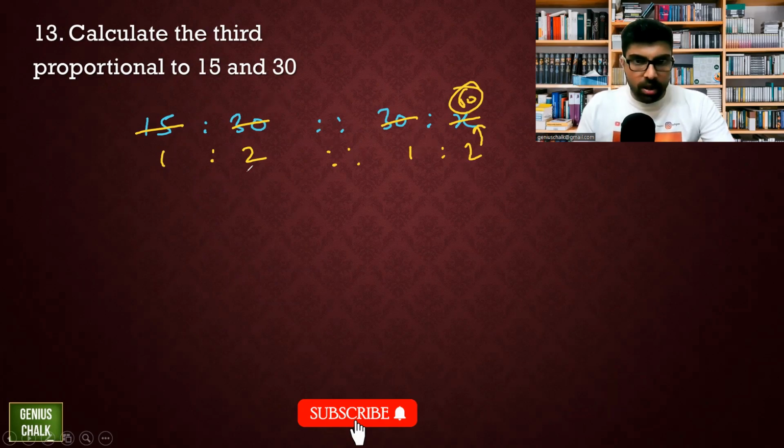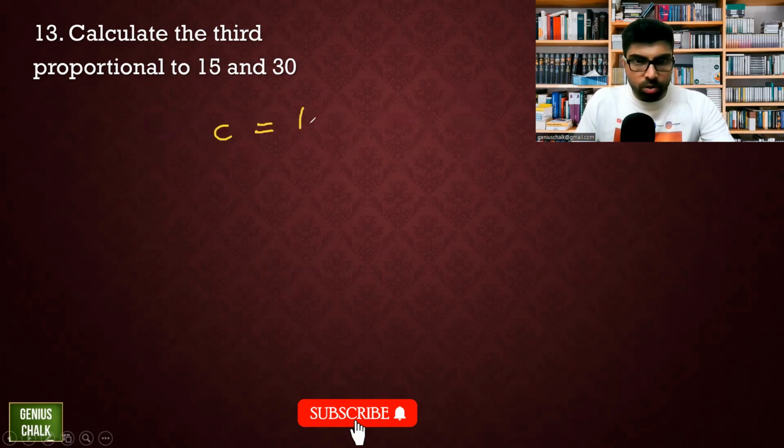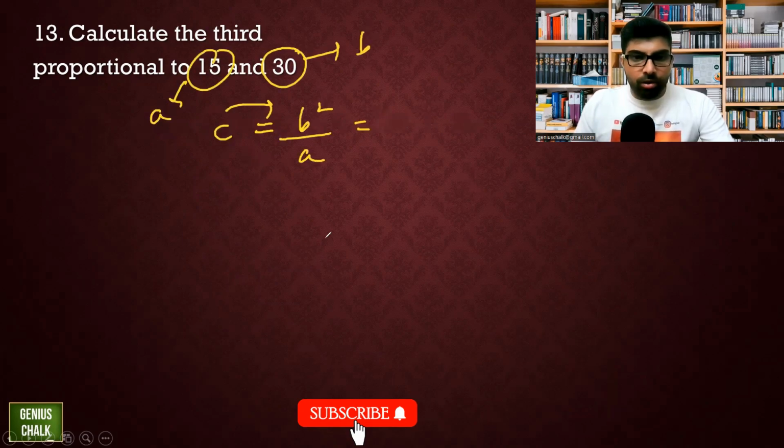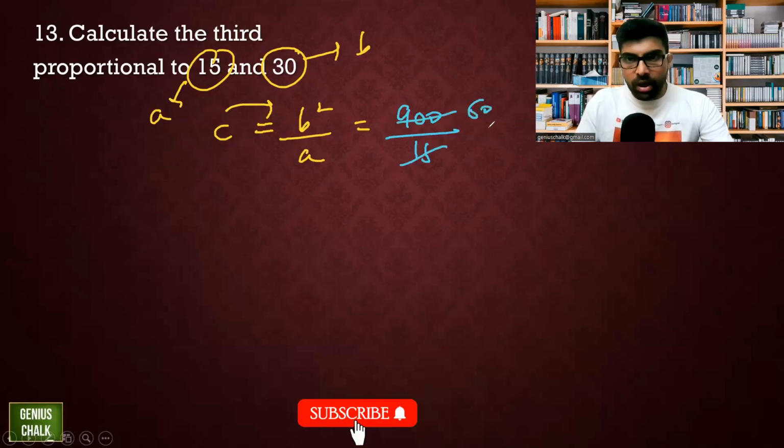Now logically, and by formula, C is equal to B square by A. This C value is called the third proportional. What is B here? B is 30, A is 15. So if B is 30, B square will be 900 by A, that is 15. So again you are getting the same answer.